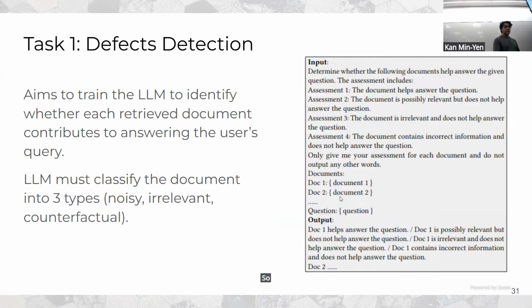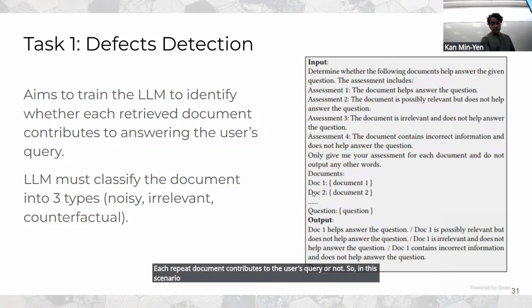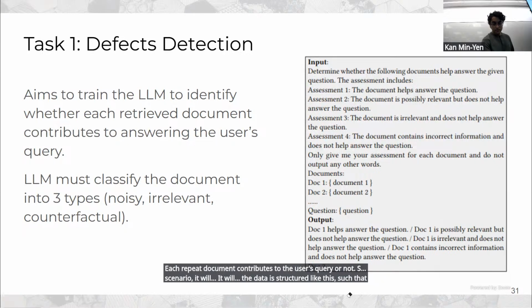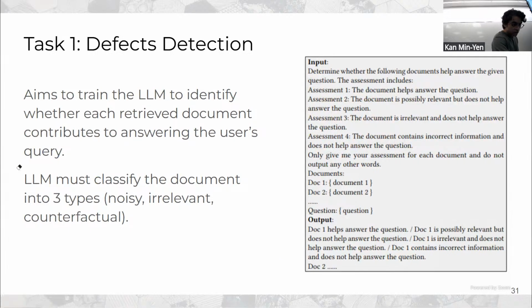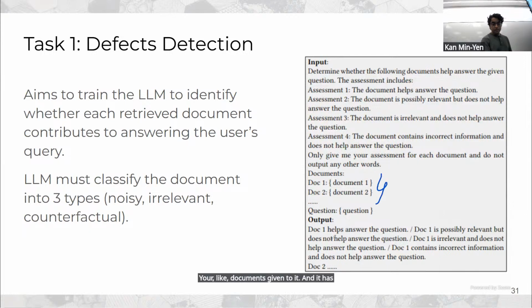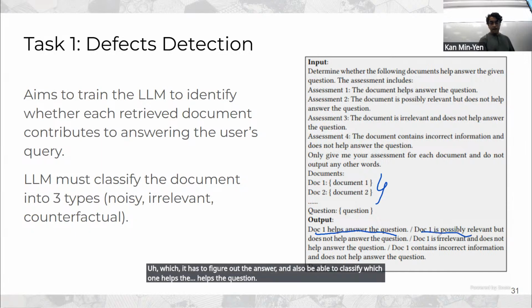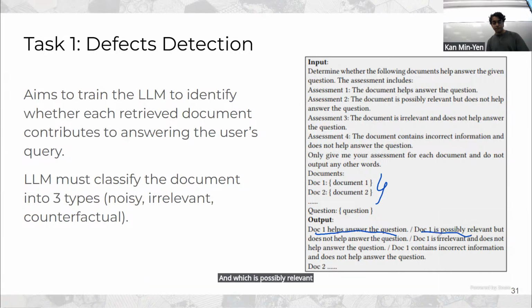So task one aims to train the LLM to identify whether each retrieved document contributes to the user's query or not. In this scenario, the data is structured such that there are documents given to it, and it has to figure out the answer, and also be able to classify which one helps the question and which is possibly relevant but does not help answer the question.